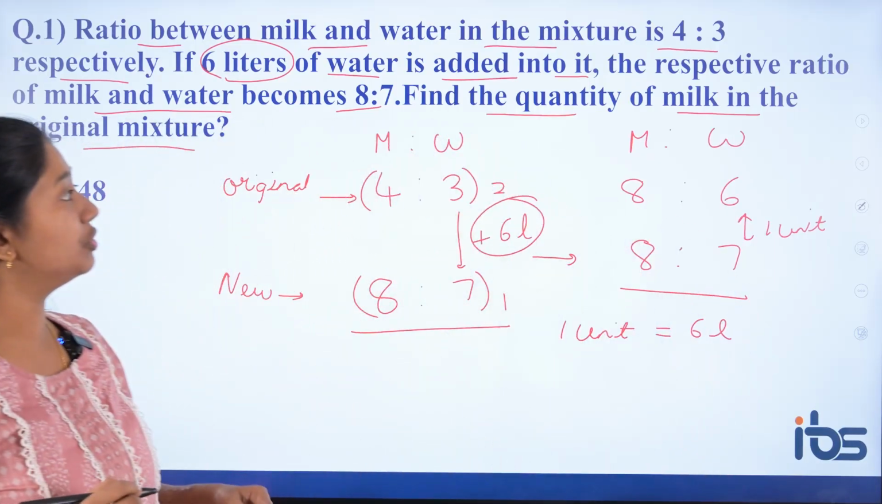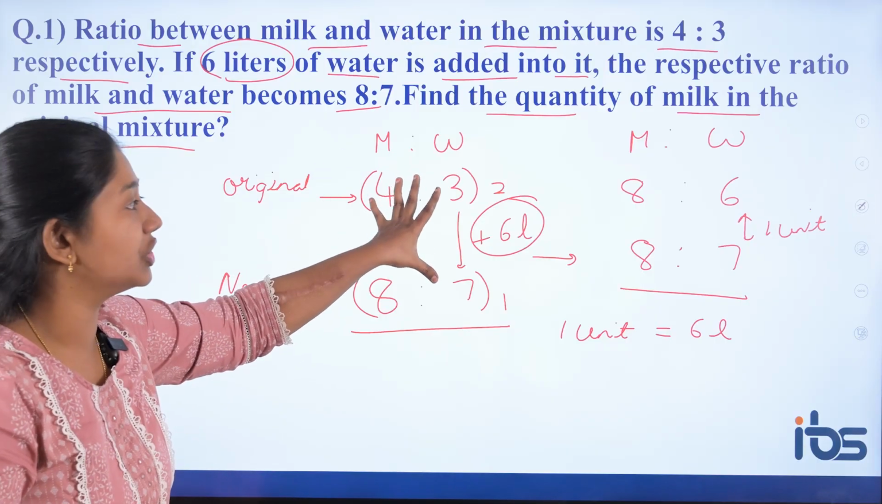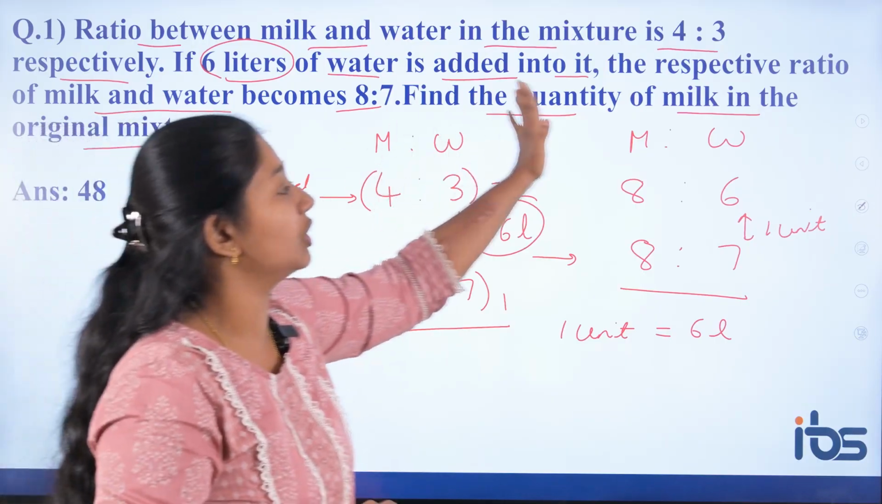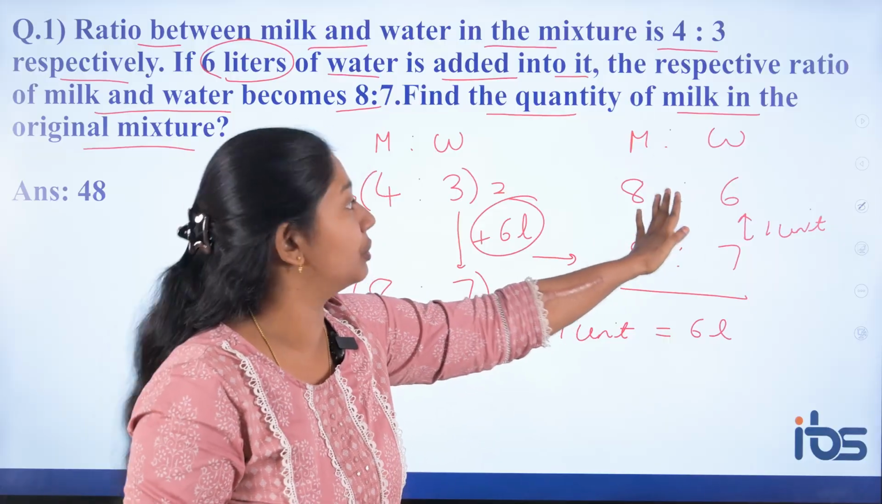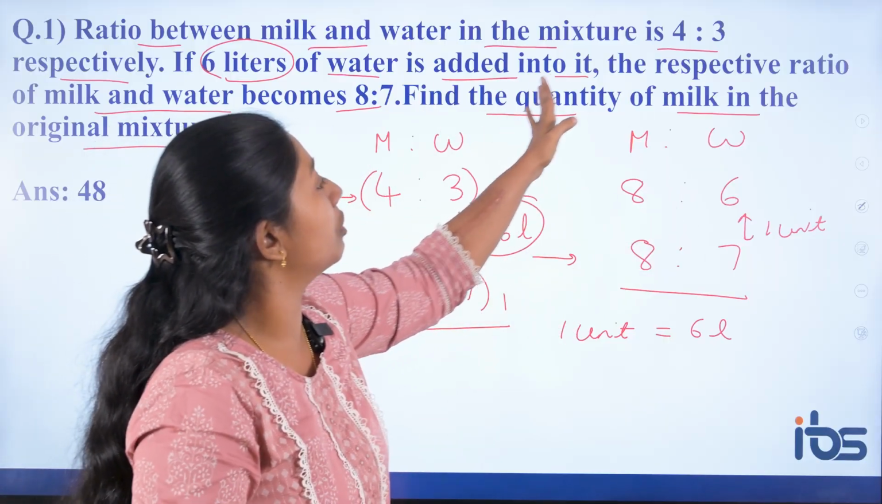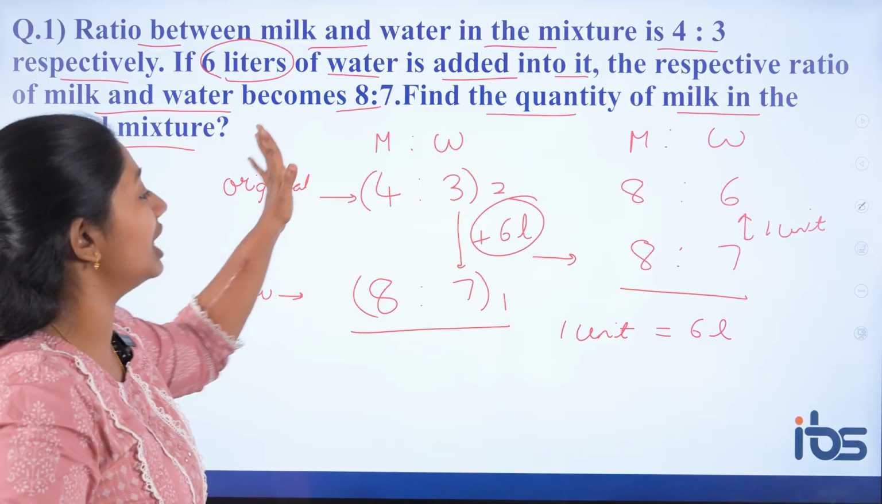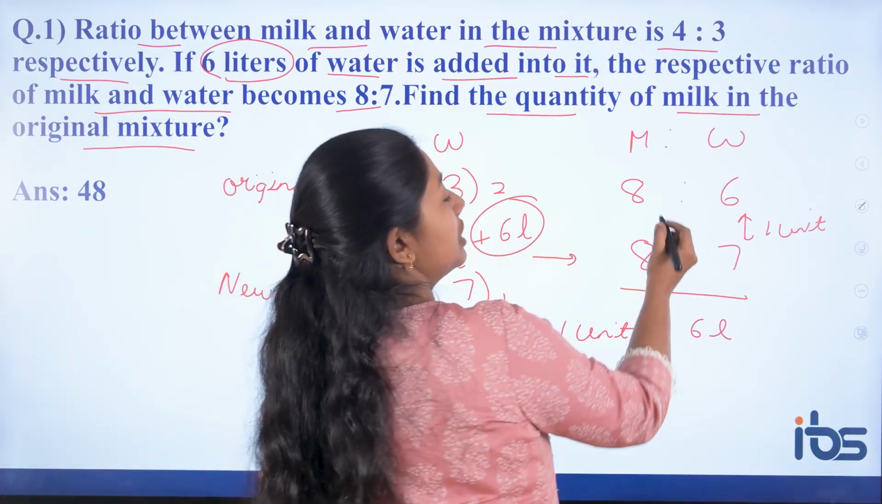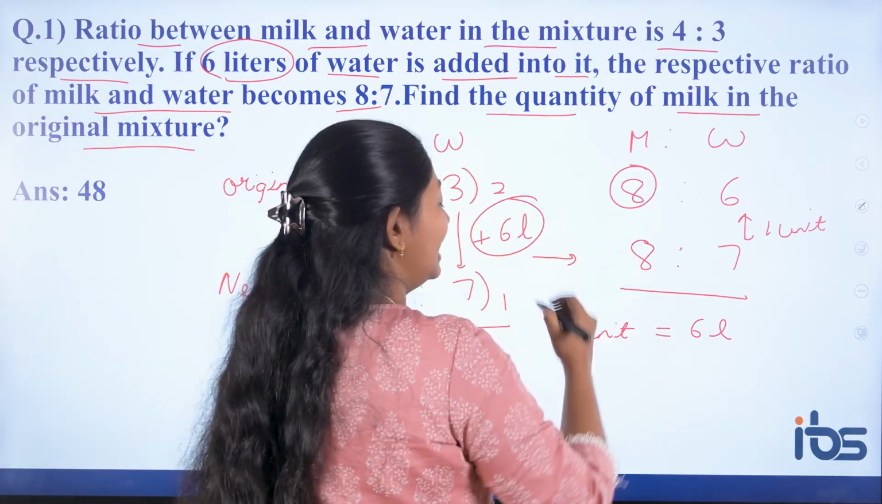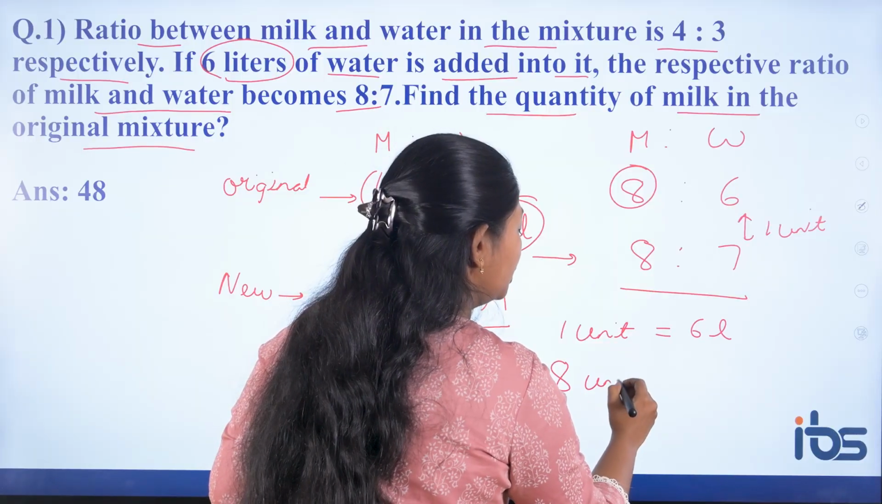Now what they have asked you to find, this is the old ratio, you should not look at here, you should only concentrate on the new ratio. So they have asked to find the quantity of milk in the original mixture. So what is the quantity of milk in the original mixture? It is 8 units.